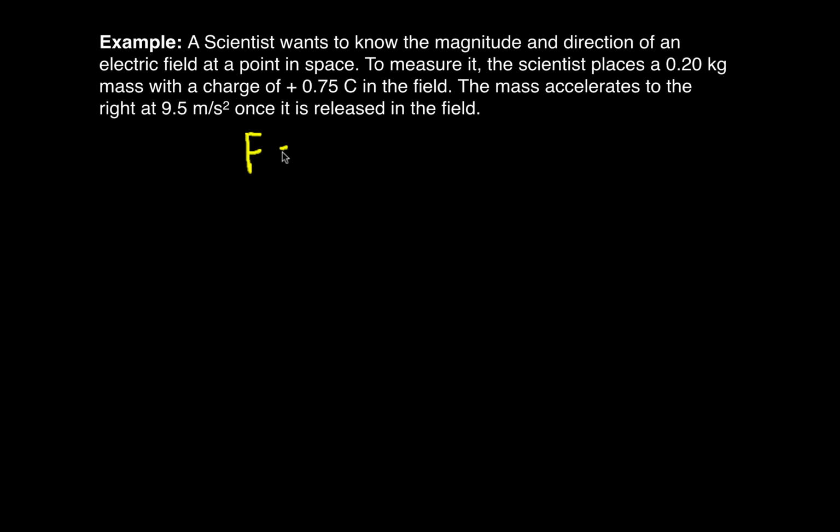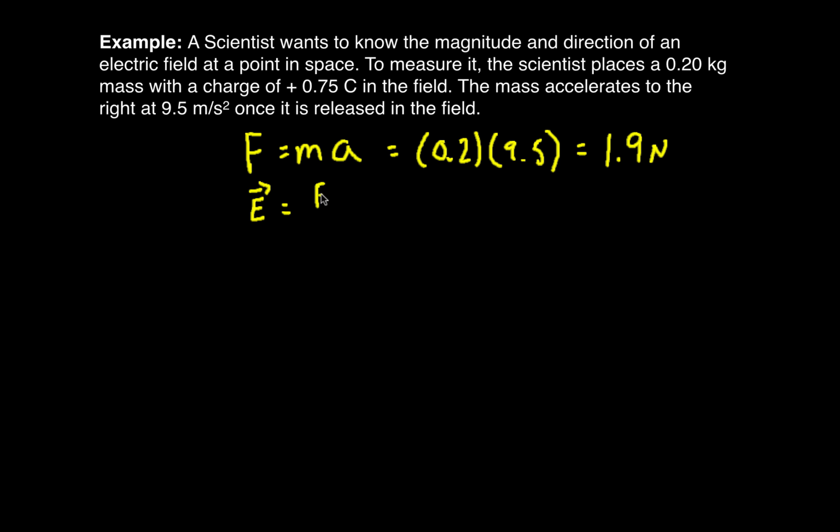Force can be calculated with Newton's second law, F equals ma, where the mass is 0.2 and the acceleration is 9.5. This gives us a force of 1.9 newtons experienced by that mass in the field. The electric field at a particular point in space is equal to the force divided by the charge that experiences that force. This is 1.9 divided by 0.75, the magnitude of the charge, which gives us 2.5 newtons per coulomb.